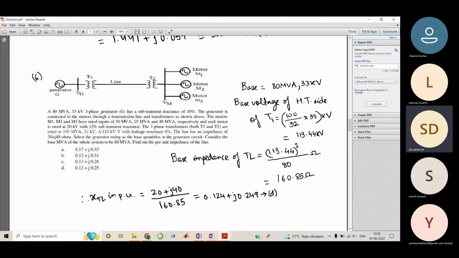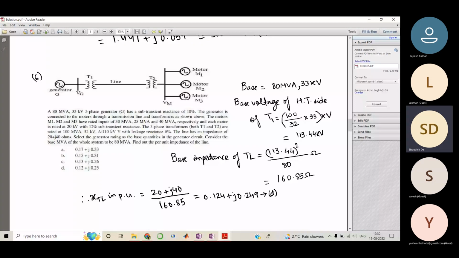If you look at question number 6, it has been told that an 80 MVA 33 kV three-phase generator has a subtransient reactance of 10%. The generator is connected to the motors through a transmission line and transformer. The motor ratings M1, M2, M3 are 30, 25, and 40 MVA, and each motor is rated at 20 kV with subtransient reactance of 0.12.